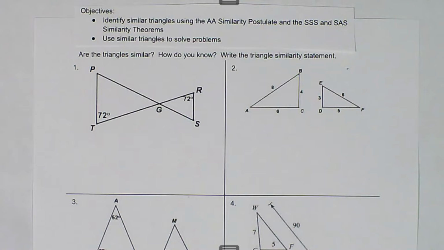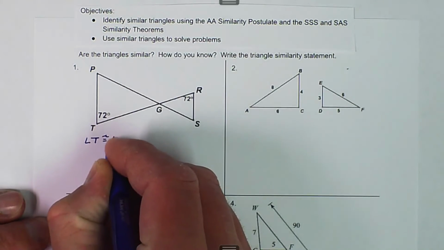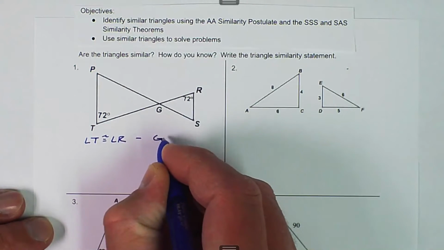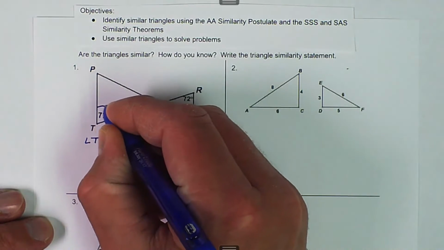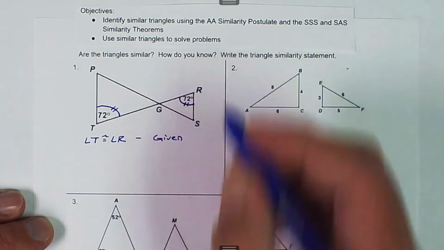So the first thing we have to look at is, are we given any angles or are we given any sides? In this case, we are given 2 angles specifically. Angle T is congruent to angle R, and that reason is given. So I'm going to mark this one with 2 and mark this one with 2 as well.